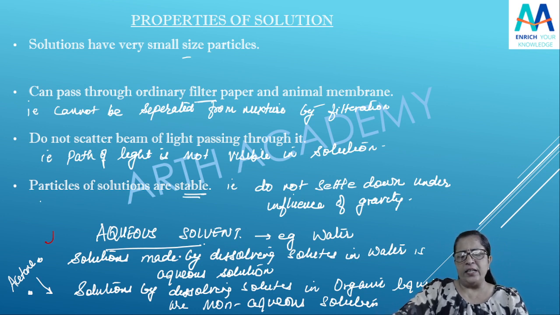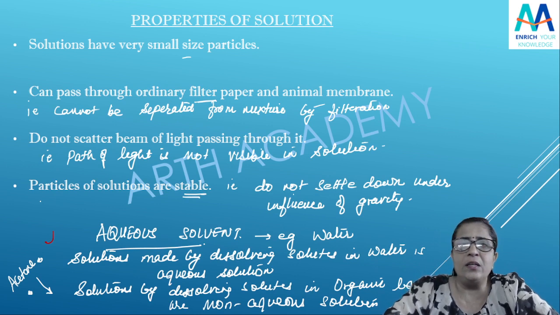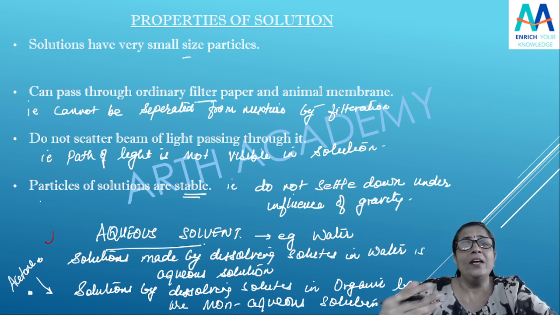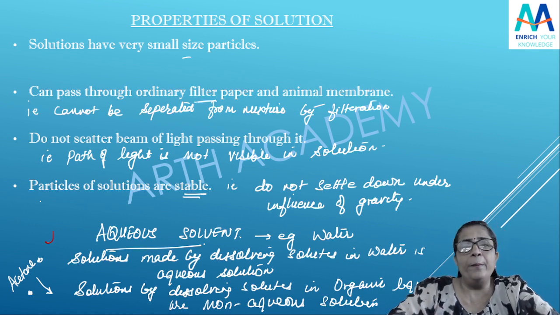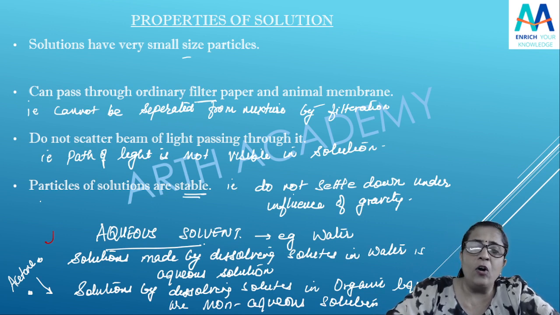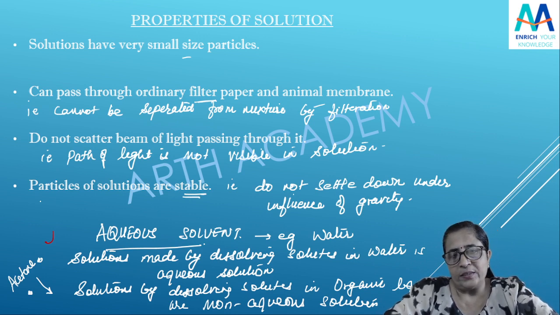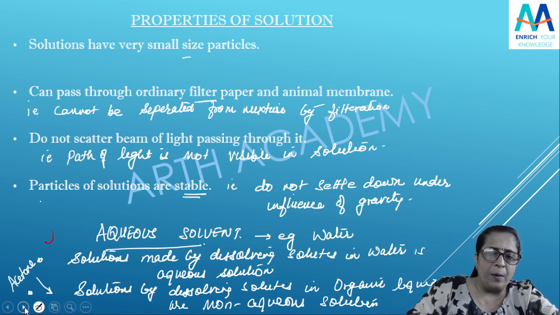The space was less, so I have written like that. But I am repeating. What is an aqueous solution? When the solutions are made by dissolving the solutes in water, we call it an aqueous solution, and that's why water is an aqueous solvent. But when the solutions are prepared by dissolving solutes in some organic liquid, they are called non-aqueous solutions. Acetone is a non-aqueous solvent. Okay, so you should remember this.